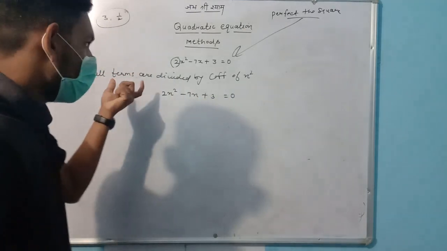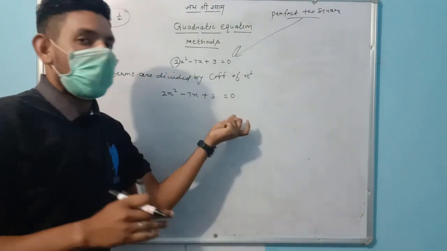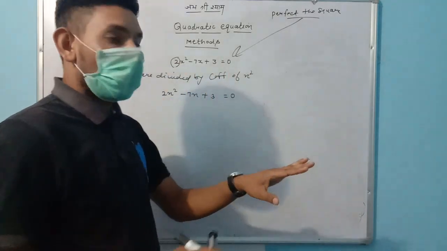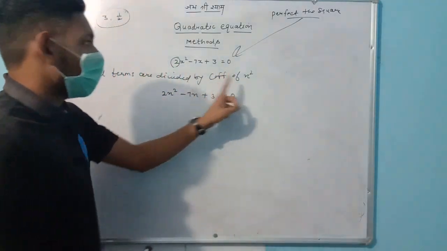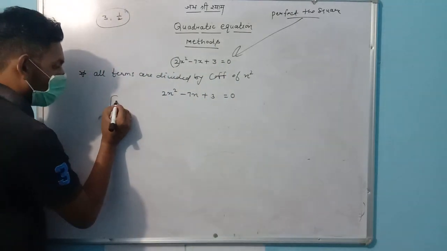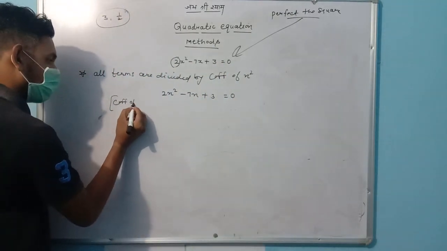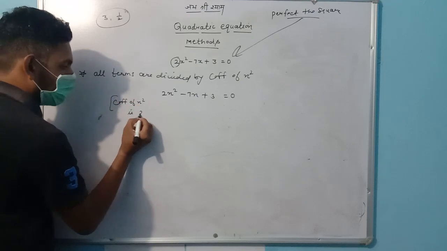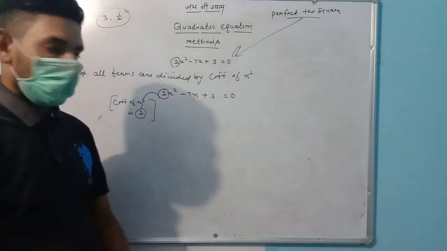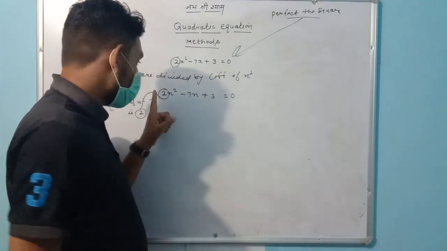What means of this line? All terms are divided. All terms means 2x square minus 7x plus 3 and 0 also. All are divided by coefficient of x square. What is the coefficient of x square? Coefficient of x square is 2. Okay? And all terms are divided by coefficient of x square.